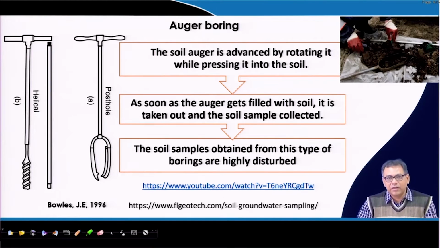When the auger is filled with soil, you have to remove it from the soil and then we collect the soil sample. And definitely, the way we are collecting the soil sample, the soil that we are collecting is a very disturbed sample.